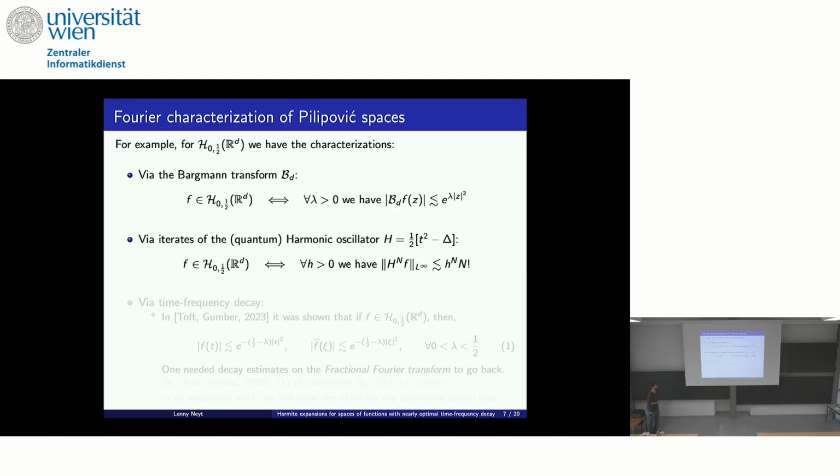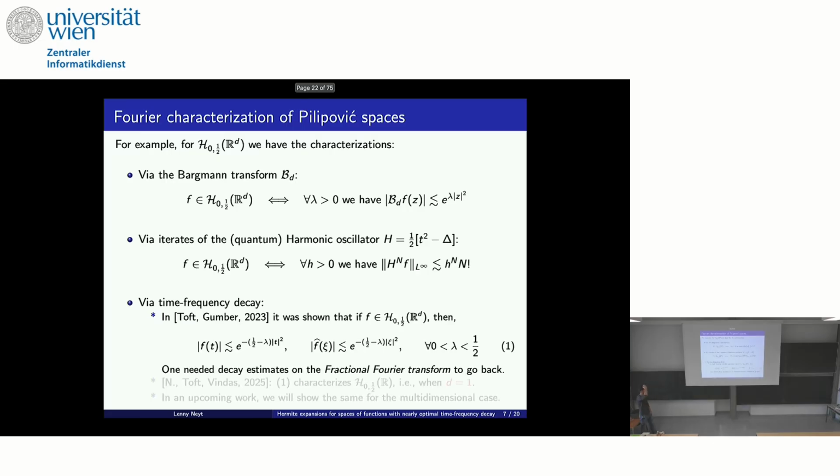But then, remember where we're coming from. We're coming from the Gaussian, in essence, and the Hermite functions. These have this very well-defined time-frequency decay. Can we not just describe these functions in terms of the function and the Fourier transform? And the first result in this direction came by Joachim Toft in 2023.